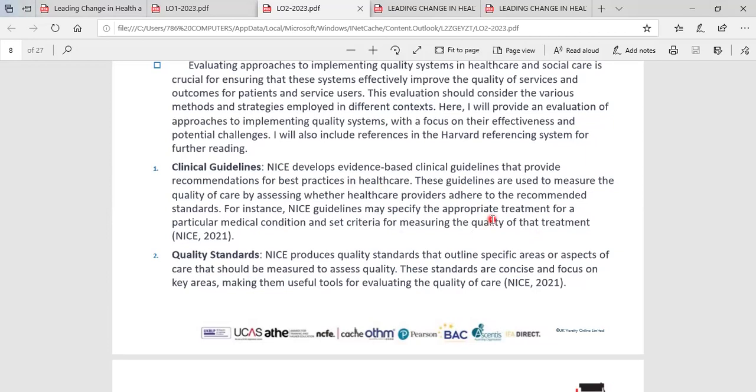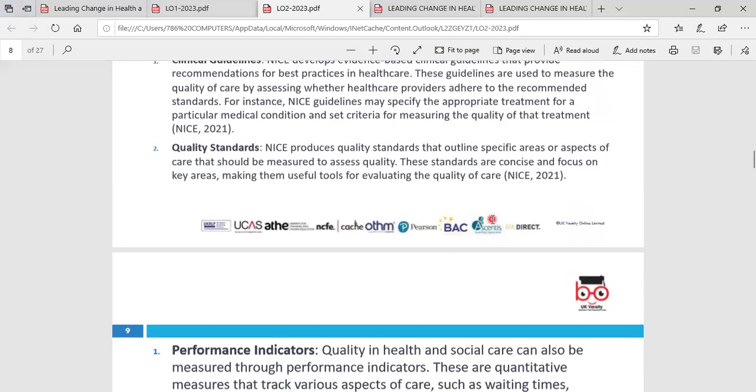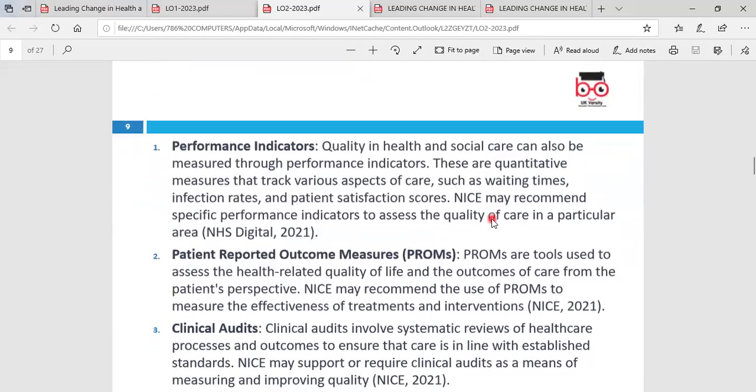So they give guidelines for appropriate treatments, for setting certain other standards. So there's a wide range of quality components that they focus on. Performance indicators are very important. Quality in health and social care is measured through performance indicators. So you have different performance indicators we've talked about earlier. You have different waiting times, infection rates, patient satisfaction scores. You can make use of all of them.